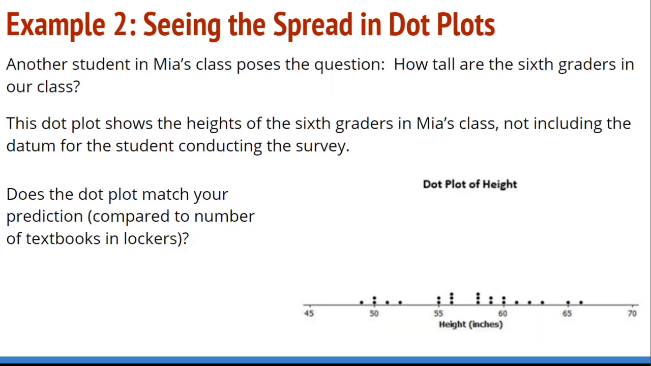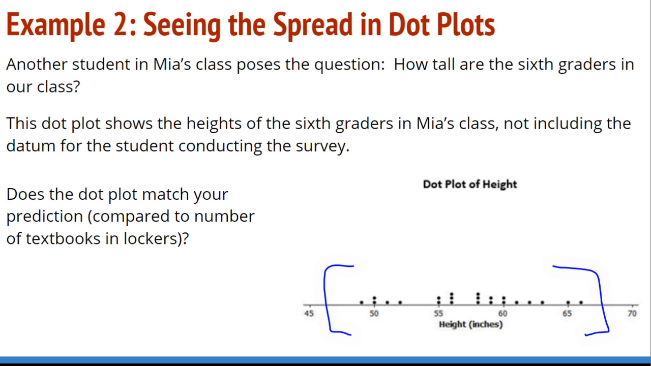So here is a dot plot for height. And as I look at this, it is very spread out by comparison to the number of textbooks and lockers. And honestly, I'm not surprised about that.